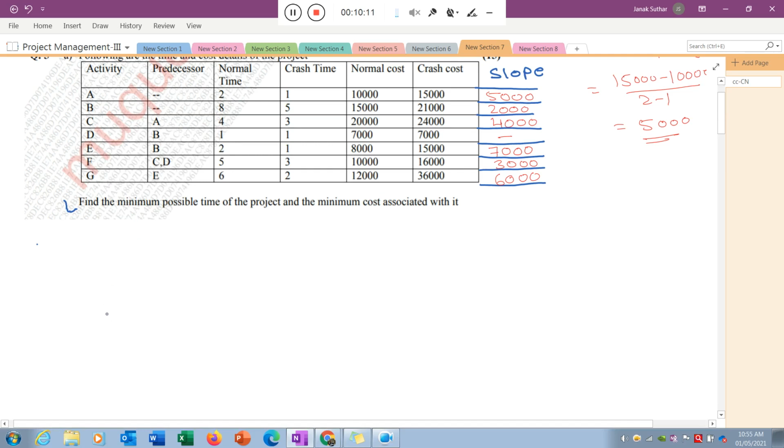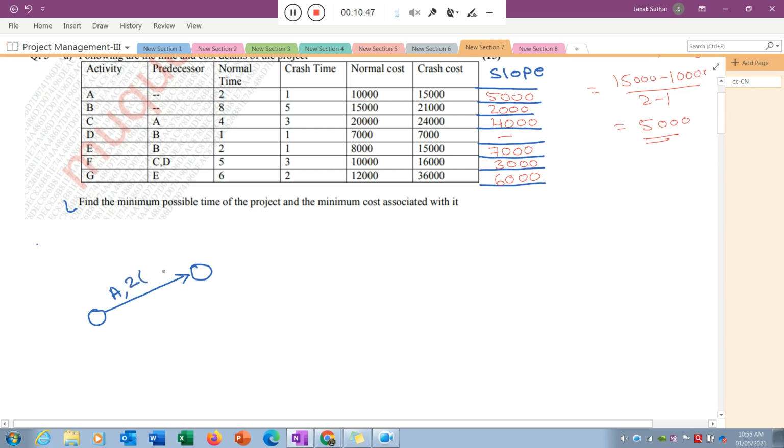Okay, I will try to draw the network diagram. Assume this is activity A. You always need to put the normal time, which shows how much normal time is needed to complete that activity. The normal time is mentioned in this table. You can easily see the normal time related to activity A is 2, so just write down 2 here.